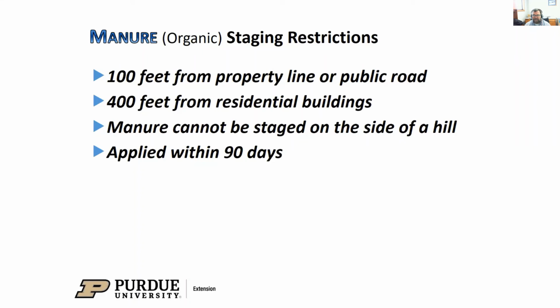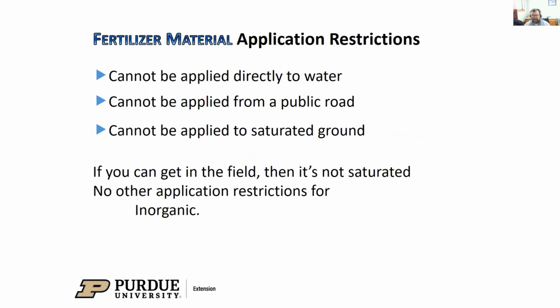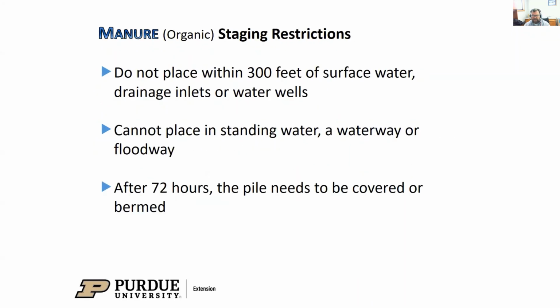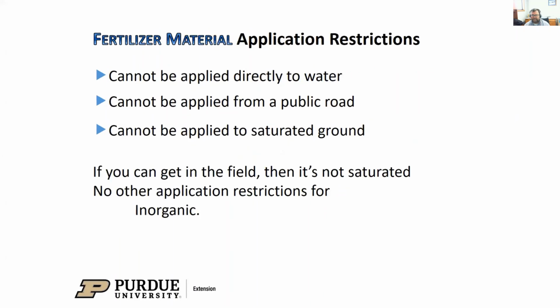So we have staging restrictions here, again, for manure, and not on the side of a hill, 100 feet from the property line if you're staging it, and 400 feet from residential buildings, and it has to be applied within 90 days. And again, that berming has to be done. Let's go back: after 72 hours, the pile needs to be covered or bermed.